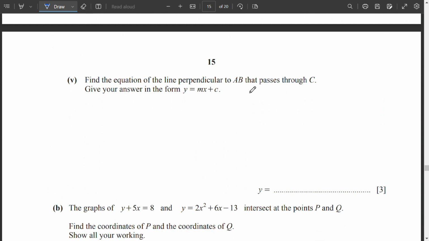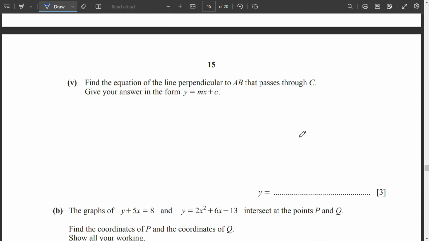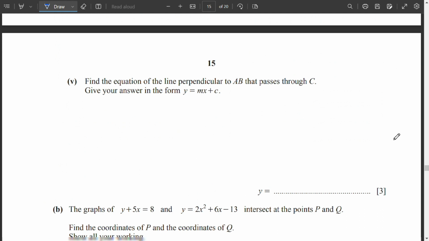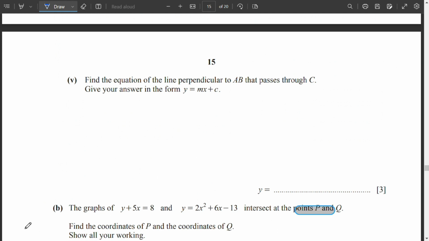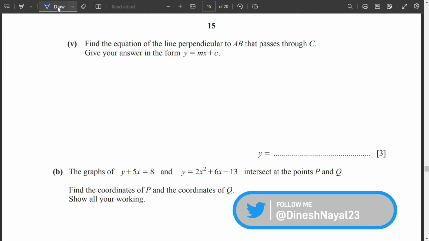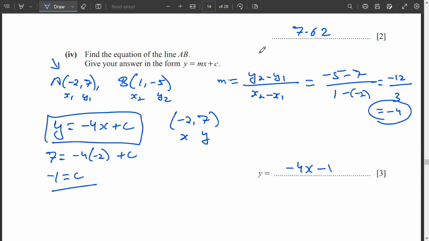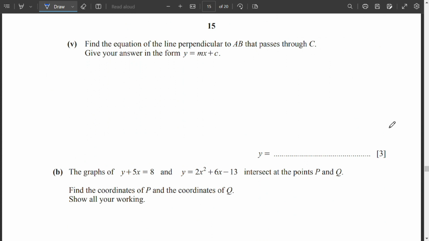Now, fifth part. Find the equation of a line perpendicular to AB that passes through point C. See, we have already calculated the slope of AB. That was minus 4. So we have to find the equation of the line perpendicular to AB. We already know the slope of AB, which is minus 4.